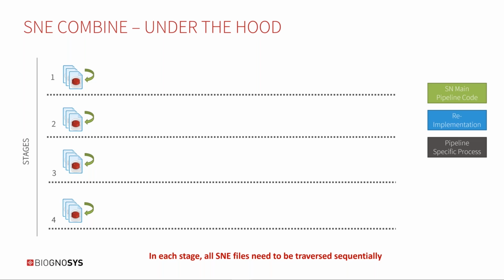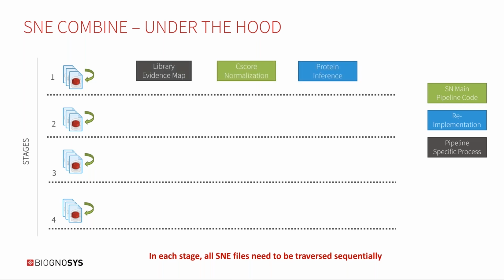In the first stage of this pipeline, Spectronaut gathers some overall library evidence information. It starts already with Z-score normalization, which is important for a later process. And we can already perform protein inference in this stage. In the second stage, we depend on the information from the previous tasks. This is indicated by the red arrows, which means that the previous tasks need to have seen all of the data before the next process can operate.